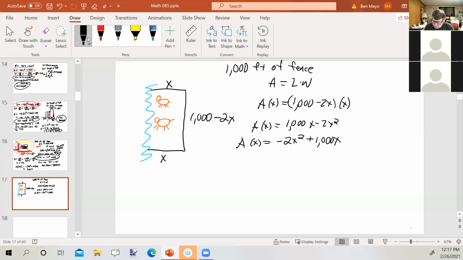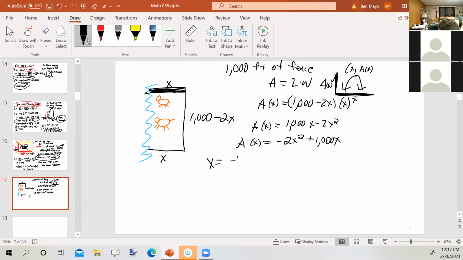Okay. Now, graphically, this is a parabola opening downwards. This is X. This is A of X. This is the X-axis representing this distance. This is the A of X axis representing the area. I want to maximize the area. So I need to find the X and Y value of the vertex. The Y value would be the maximum area. The X value will be this dimension, which will allow me to find the other dimensions.